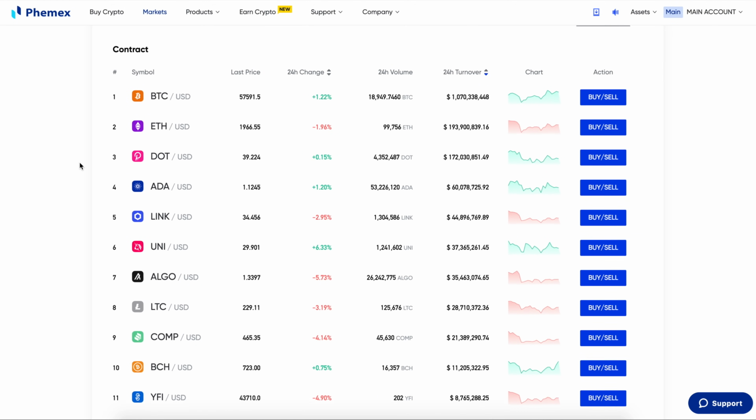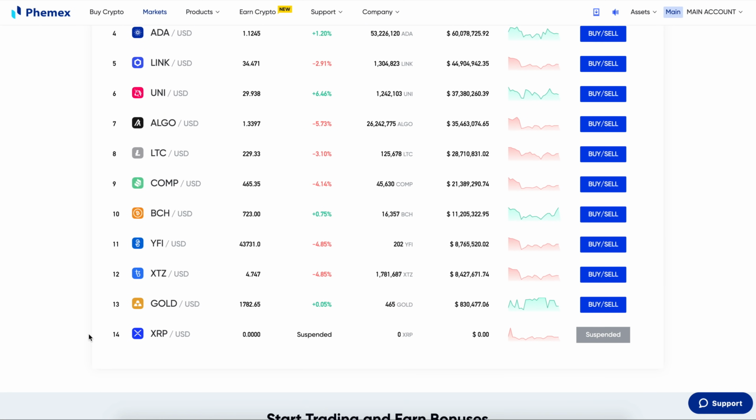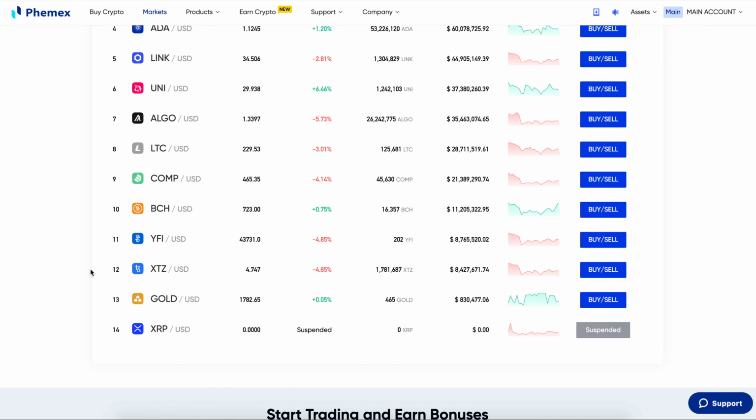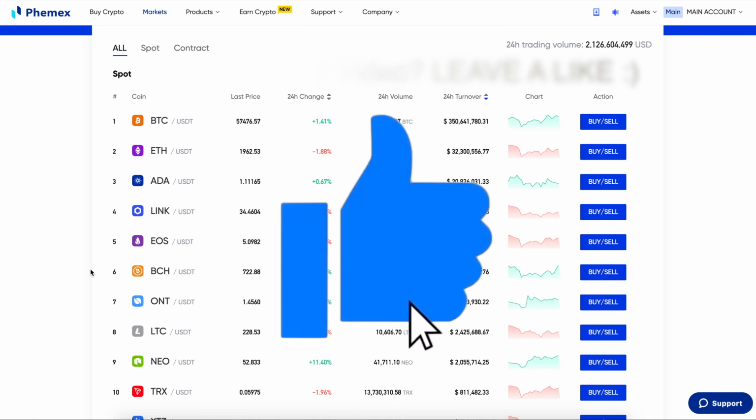But contract trading is where it gets interesting. This is where you're actually able to use leverage to trade with more money than you actually have in order to increase your exposure. And this is where things can get pretty tricky, but we're going to go into that today specifically. You can see there are a lot more options down here. For example, they do have Polkadot, Uniswap. They also have gold, which is interesting. We'll talk about that in a little bit. So that essentially explains the difference between spot and contract.